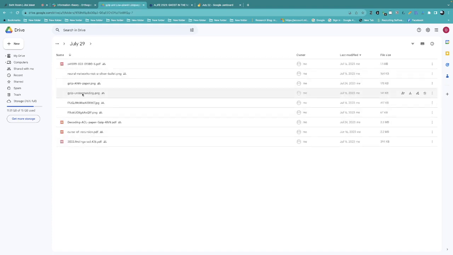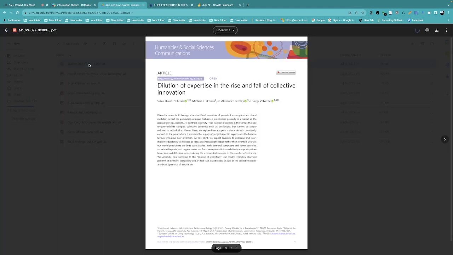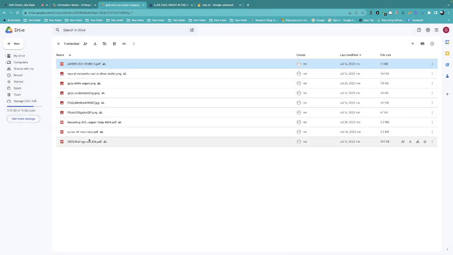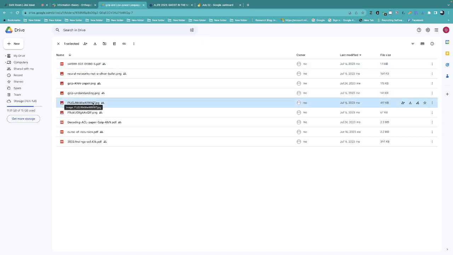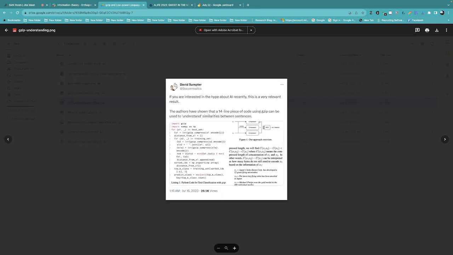Another thing I want to talk about with respect to these types of models is this interesting paper that came out, and I'm not sure if it's actually on the up and up, but I'm going to go through it. This is a paper on using an algorithm called gzip. And gzip is actually a piece of code. It's a 14-line piece of code that uses gzip that can be used to understand similarities between sentences.